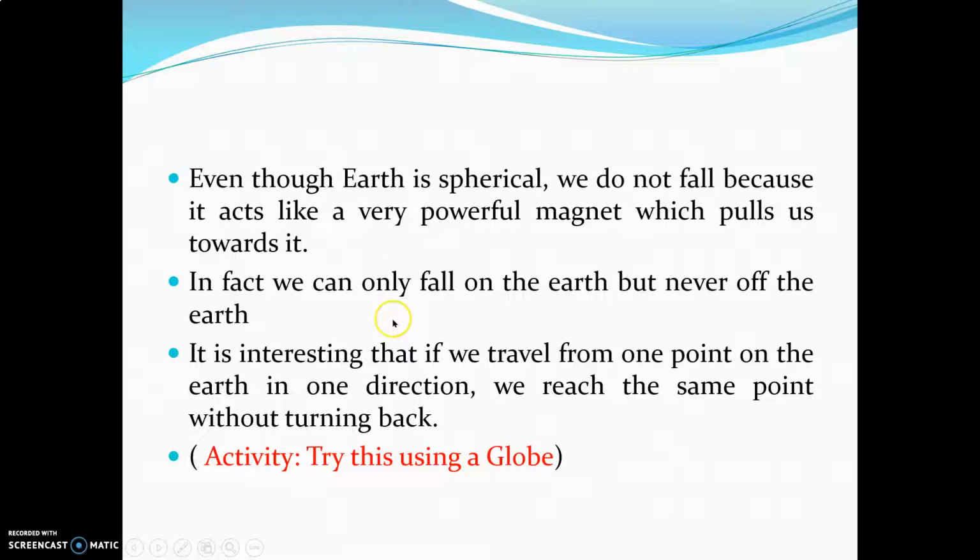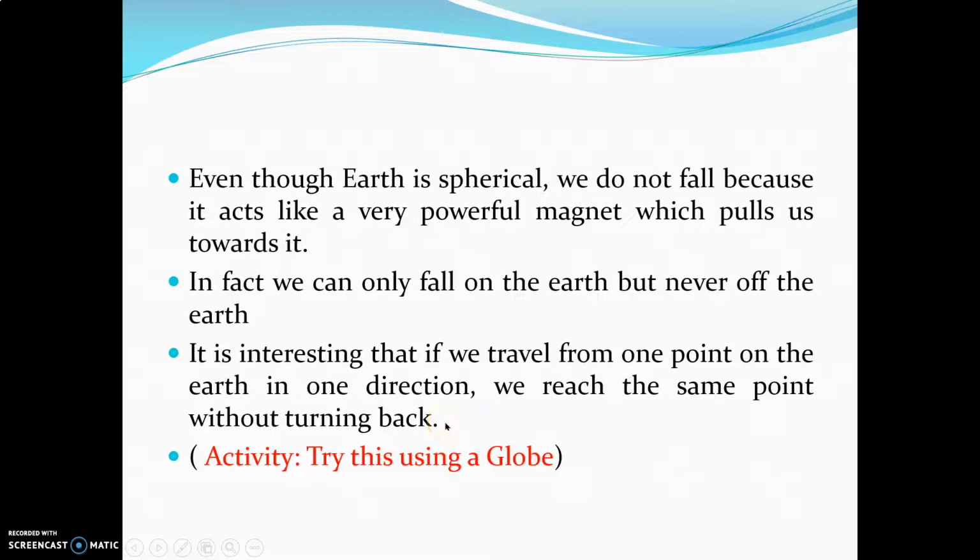You already know that in the solar system the planets move around the Sun. So you can ask, madam, why are we not falling from the Earth into space? What is the reason behind that? The Earth acts like a powerful magnet which pulls us towards it. And it is interesting that if we travel from one point on the Earth in one direction, we reach the same point without turning back.